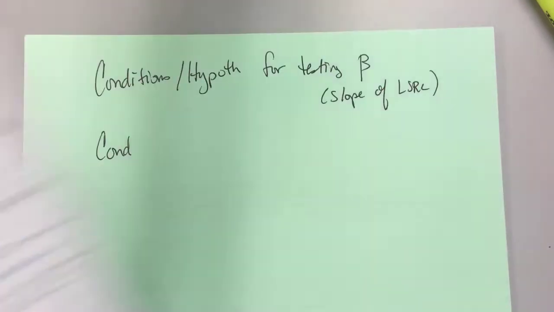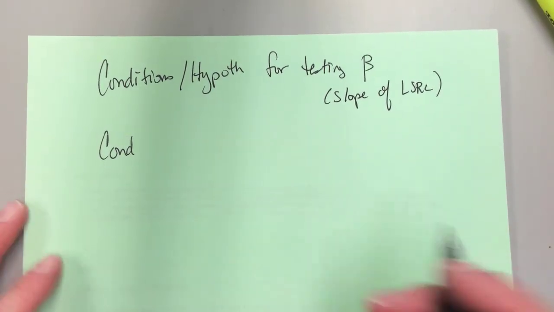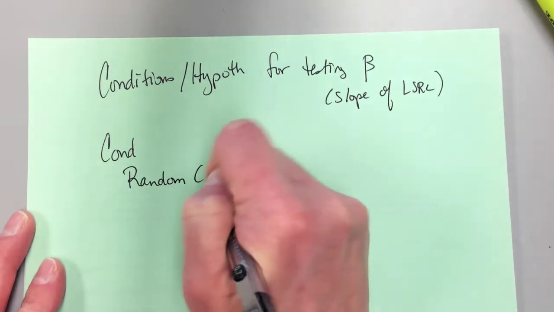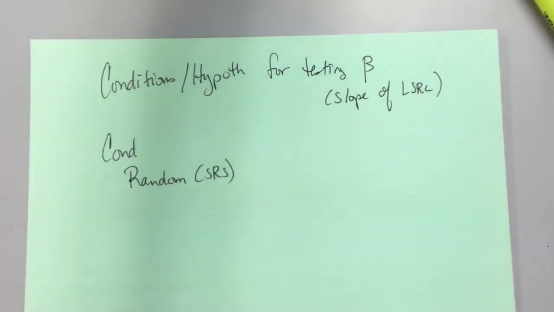So if we remember the concept of our conditions previously on confidence intervals and significance tests, we know that we need to have random. SRS would be ideal, but that's not always possible.